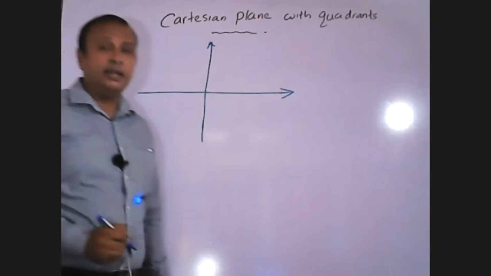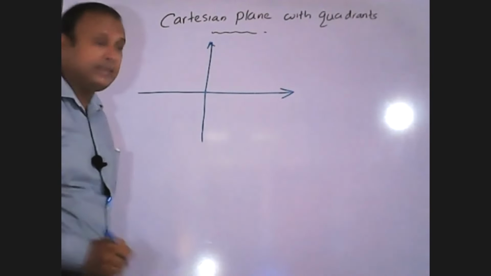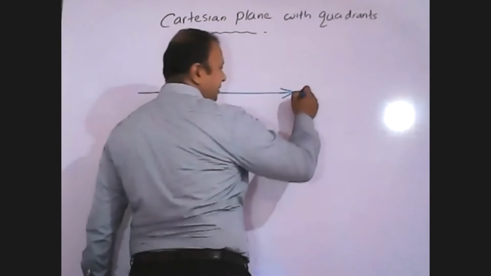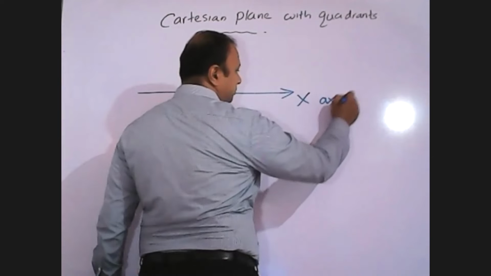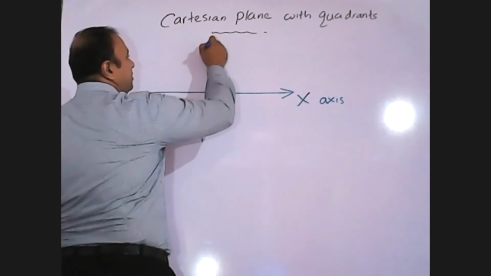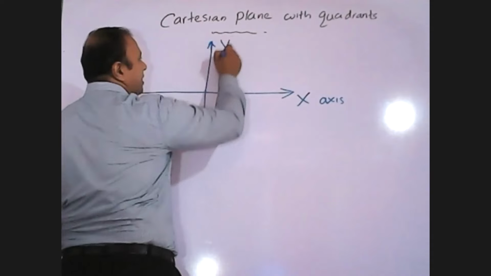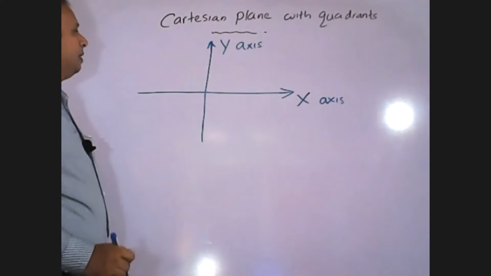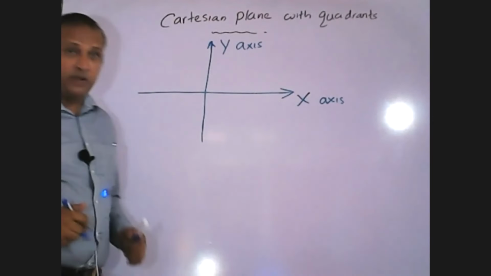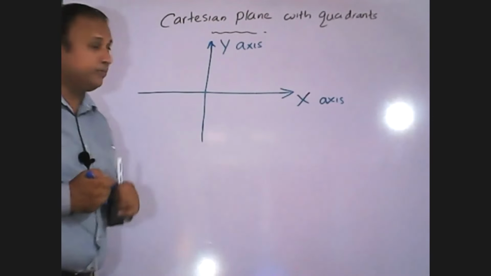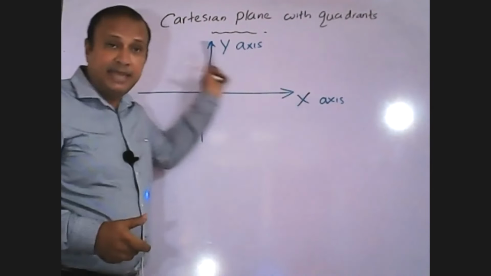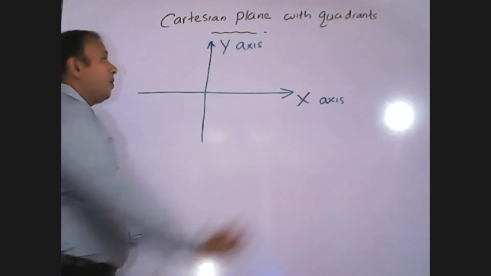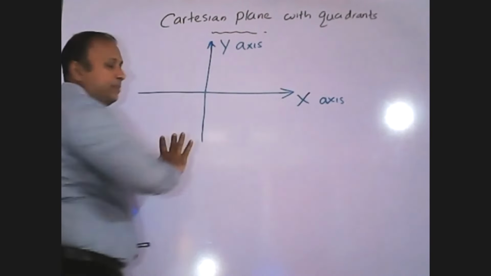In the Cartesian plane, there are two perpendicular axes. The horizontal axis is called the x-axis, and the vertical axis is called the y-axis. Those are the components of the Cartesian plane. There are two axes, x and y. I think you know that one. So this is called the Cartesian plane.